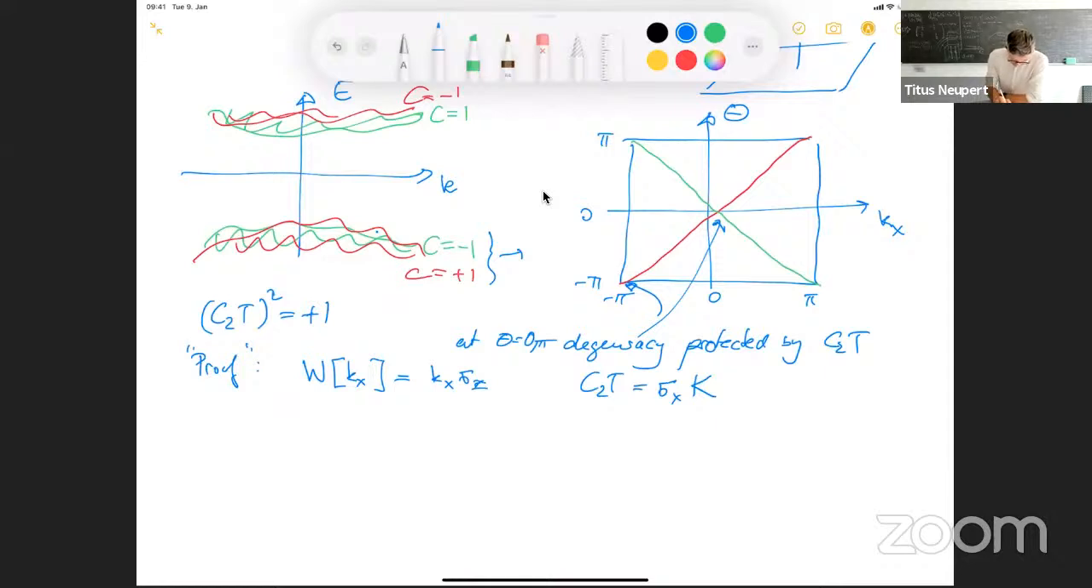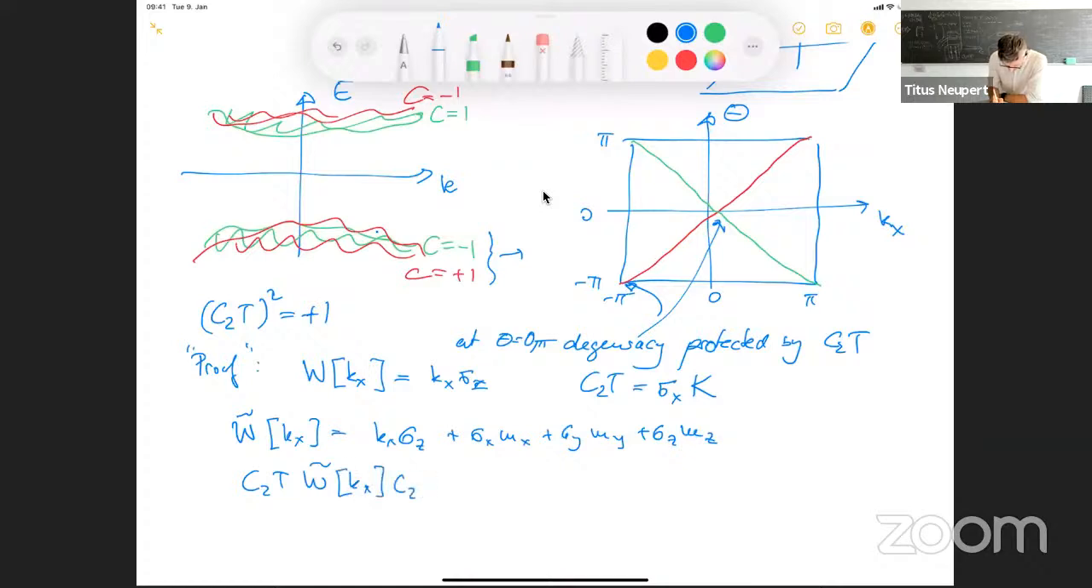And now I can ask, if I perturb this Wilson loop, what are the possible perturbations that I can put? So I start with Kx sigma z. Now I want to put the mass term potentially: sigma x mx plus sigma y my plus sigma z mz. But of course I want C2T of W tilde of kx, and C2T inverse, to be minus W tilde of kx. And you remember that was the transformation property of the Wilson loop that we noted yesterday for C2T symmetric systems.